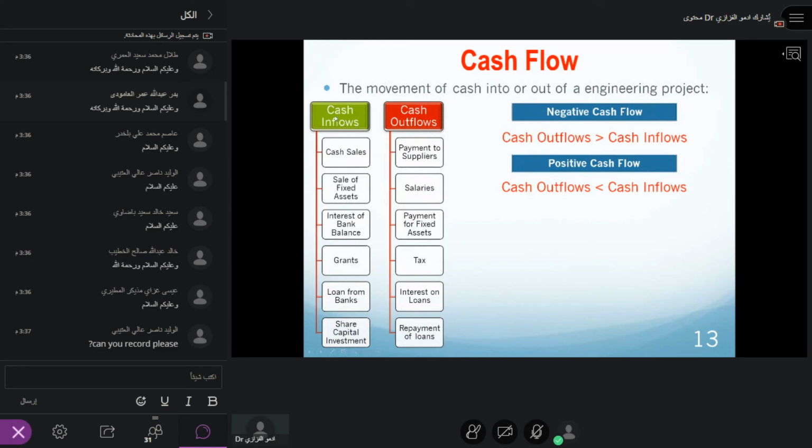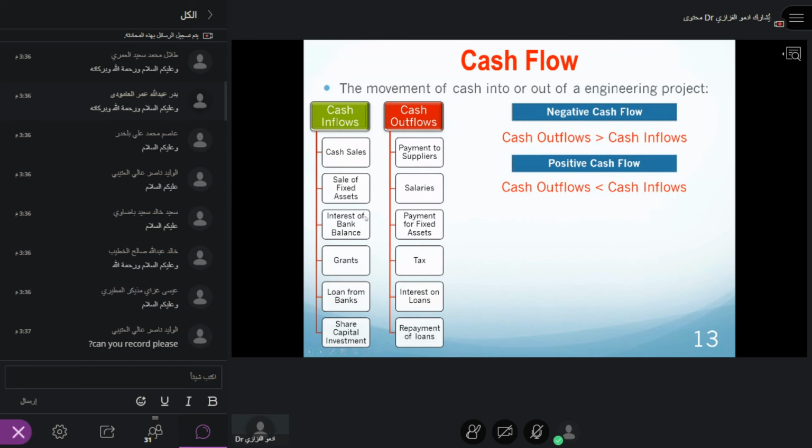So this is a chart showing you details about cash flow. We said cash flow is all about cash inflow, the money that comes into the industry, and the money that goes out of the industry. For example, cash sales: you sell something, they give you cash. Sale of fixed assets: maybe in the industry you have furniture, you have cars that you need to sell because they are old. You sell them and you get money into the industry. You sell your products, you get money into the industry.